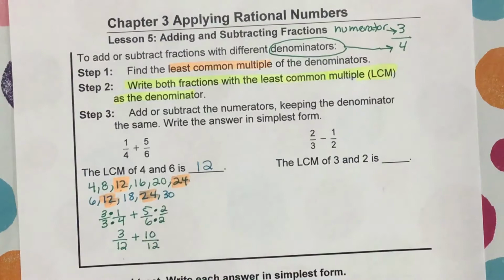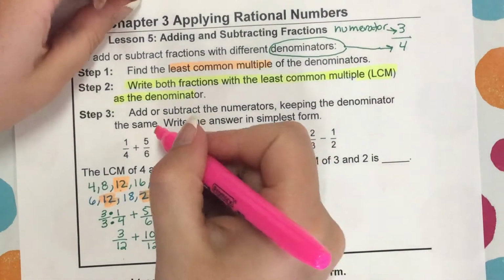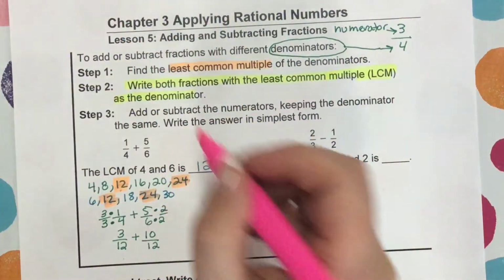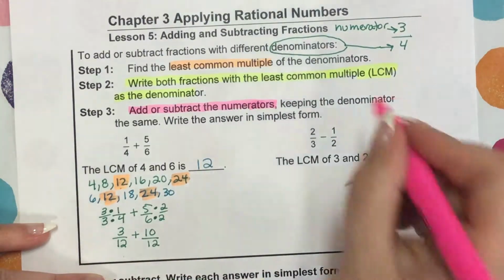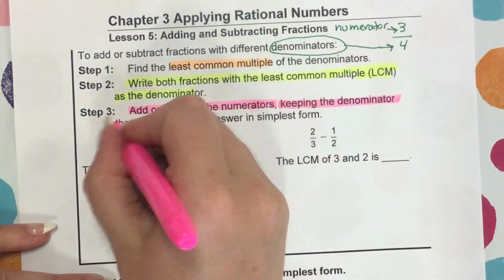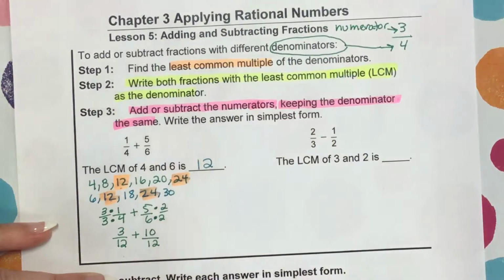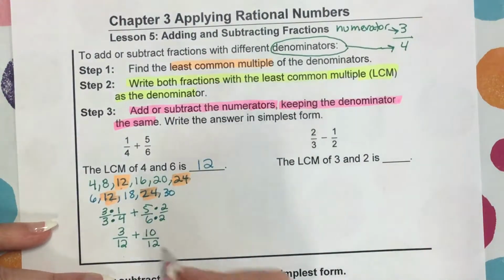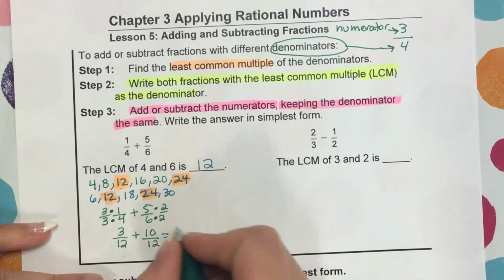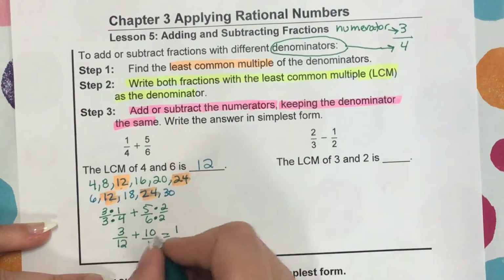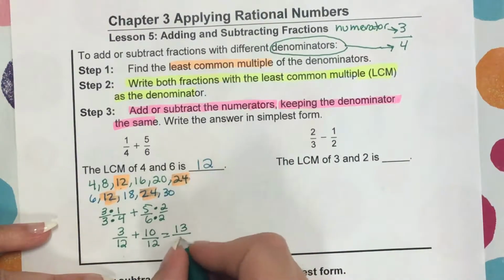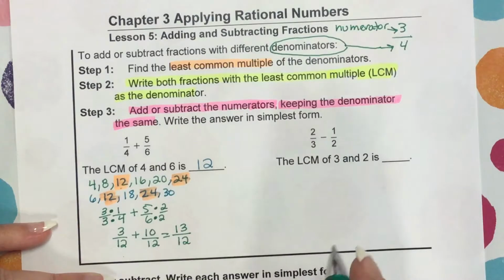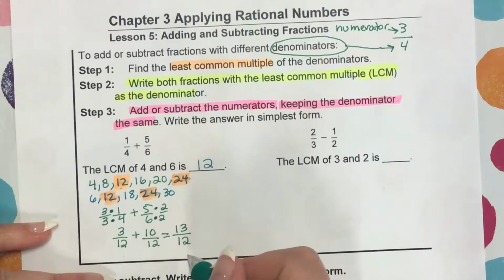So then that puts us on to step 3, which states that you just add or subtract the numerators. Remember, that's the number on top, keeping the denominator the same. Okay? So we are just going to add the numerators. 3 plus 10 is equal to 13. And then you keep the denominator the same. So the denominator is 12, so we're just going to leave it as 12. And so we end up with 13 over 12.